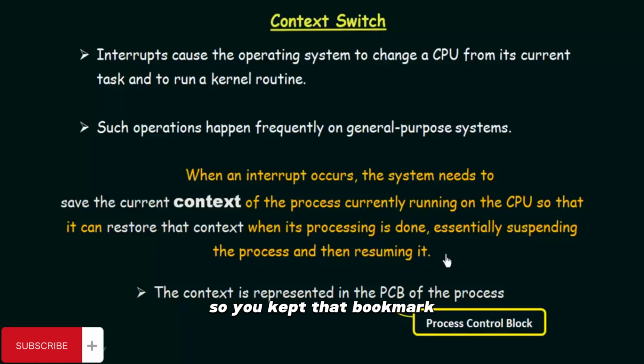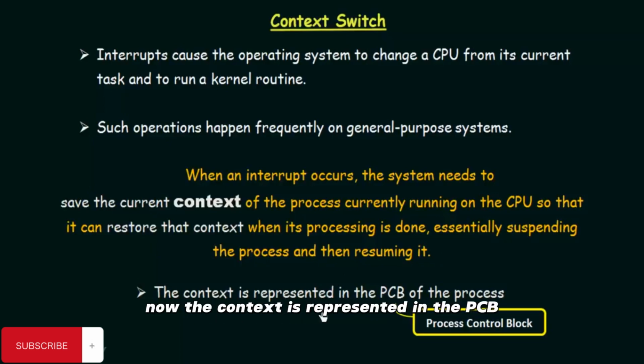So you kept that bookmark. Keeping that bookmark is saving the current context. And then you go and help your mother. And when the work that your mother told you is completed, you will come back and resume reading your book. That means you will resume the process that you suspended. Now you know from where you have to resume reading because you kept that bookmark. So with that example, try to visualize context switching.